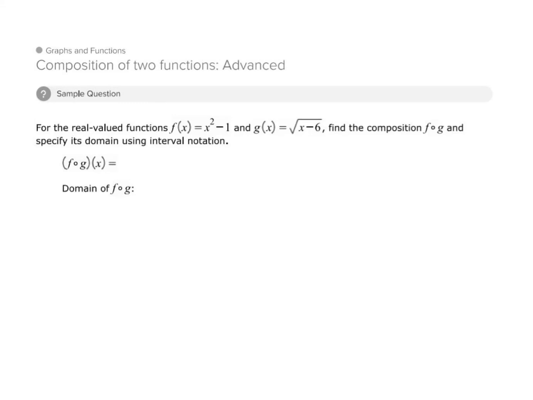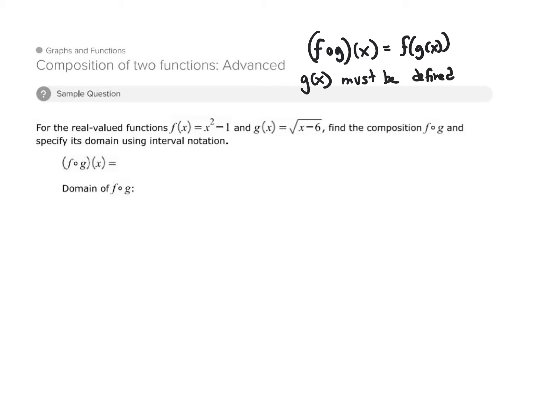All right, let's look at this topic on the composition of two functions, the more advanced ones. The idea is when you do a composition, f composed with g of x, which we know is f of g of x, then two things can happen for the domain. We know that g of x must be defined, and the whole overall composition f of g of x must be defined.